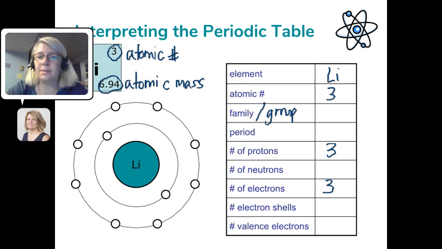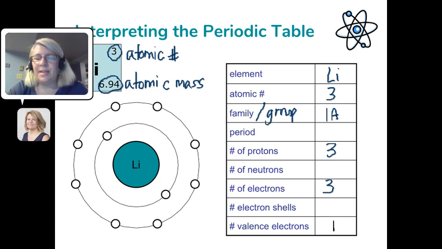The family or group. Take a look at your periodic table. You're going to see that that is in group 1A. We're always going to use the Roman numerals here. And the 1 there tells us the number of valence electrons. We have 1 valence electron for lithium. Somehow I magically changed my color.